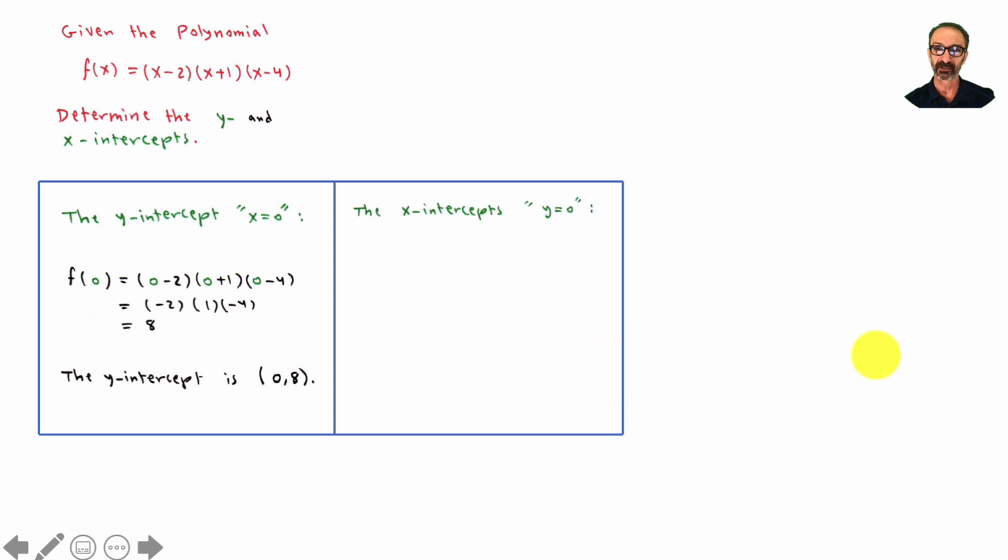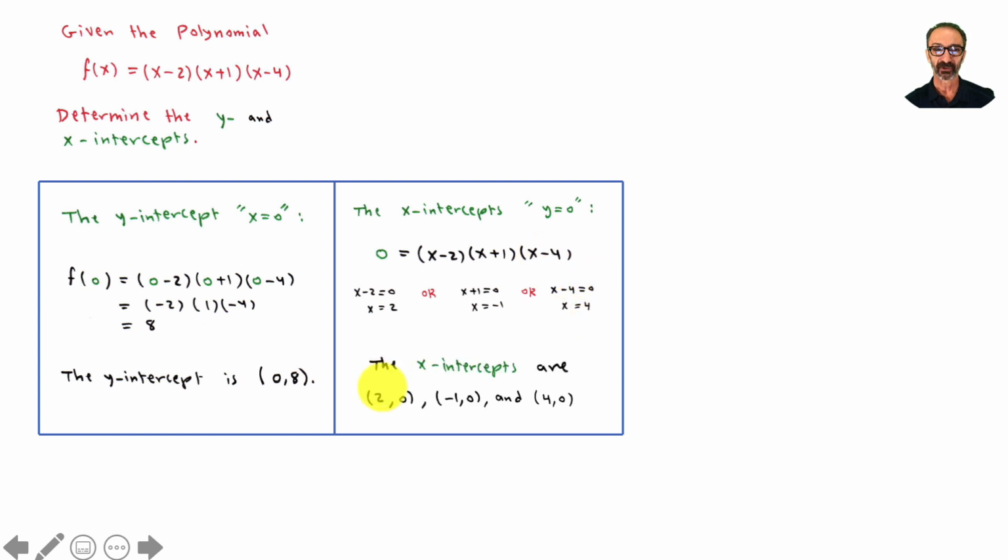The x-intercept, we make y equal 0. It's already factored. That tells me that I have 3 options. Either x minus 2 equals 0, which means x equals 2. Or x plus 1 equals 0, which means x equals negative 1. Or x minus 4 equals 0, which means x equals 4. So to write them down, I could write them as ordered pairs: 2, 0, 2 for x, 0 for y. Those are x-intercepts. Negative 1, 0, and 4, 0.